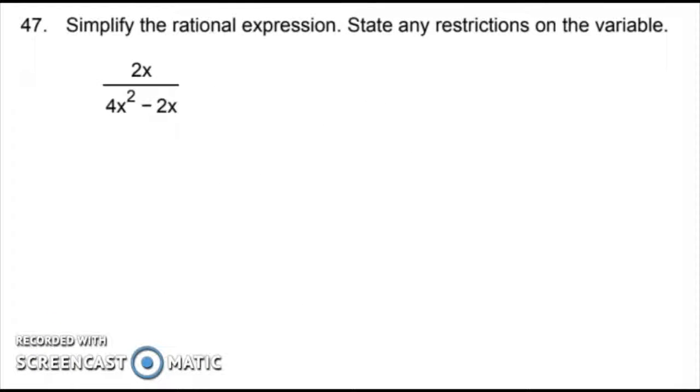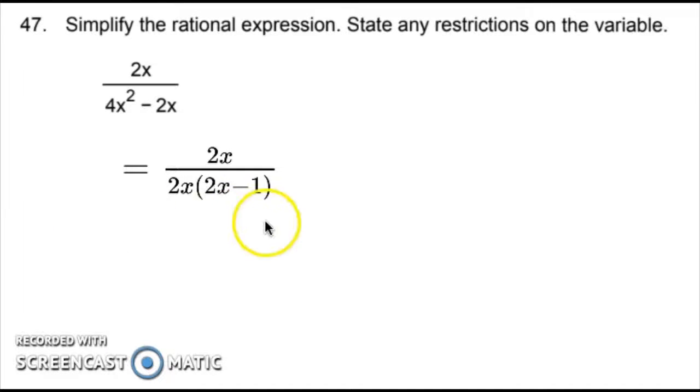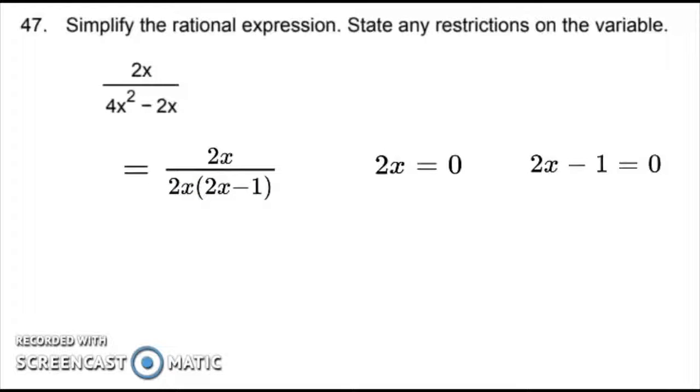47 says to simplify the rational expression and to state any restrictions on the variable. So what we need to do is factor the bottom, the denominator, and to do that we take out a GCF of 2x. So we have 2x over 2x times 2x minus 1. To find the restrictions, you will set each of the factors in the denominator, which is the 2x and 2x minus 1, equal to 0, and then solve both of them. So you'll have x cannot equal 0 and x cannot equal 1/2, because we cannot have 0 in a denominator.